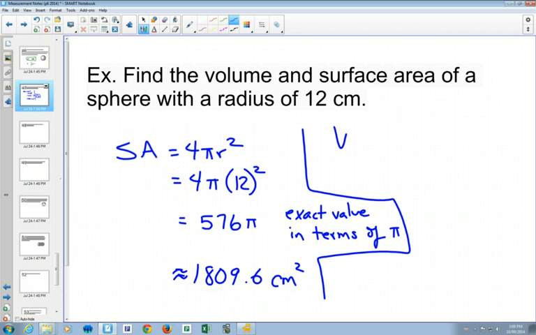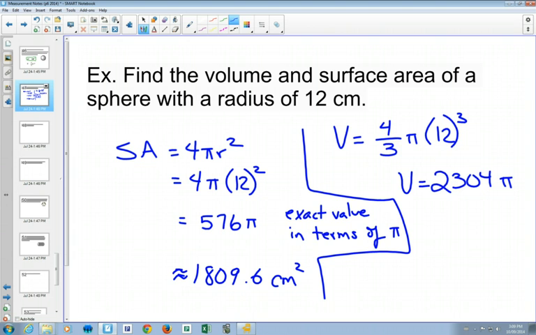Yeah. Okay, so here with our volume in this one, we're going to have 4 thirds pi, the radius is still 12, cubed. And if I do the 12 cubed, and then times it by 4 thirds, check on your calculator. Are you able to figure out on your graphing calculator where the cube button is? Well, you'll want to use the cube button because eventually you'll... So I just did that first to get my exact value.